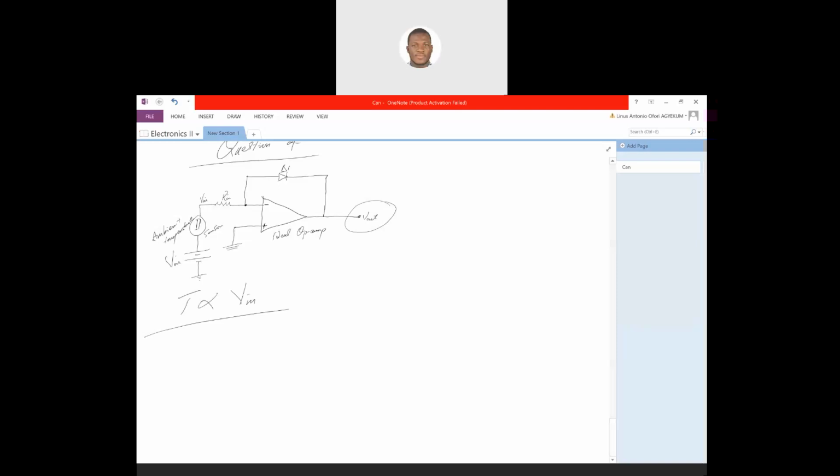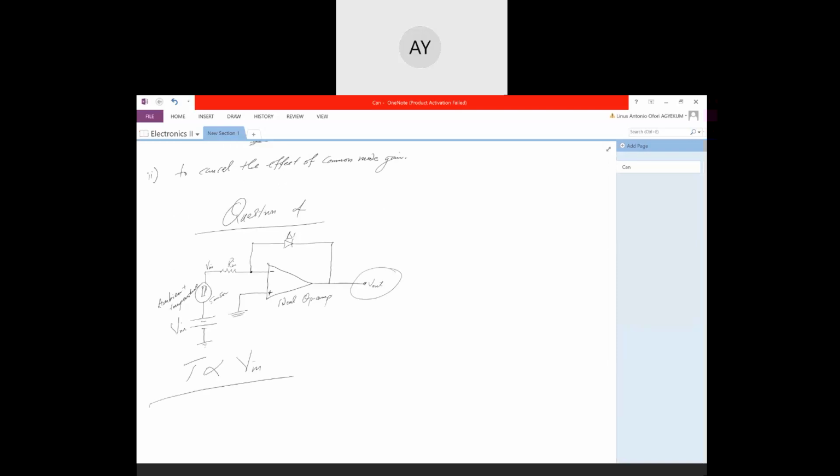Now, this circuit you see here is a logarithmic amplifier. So when you get time, read about logarithmic amplifiers. For now, I don't want you to spend so much time trying to read about it, but when you get the time, you can go ahead and read more about it. For the purposes of this solution, I just want you to note that this is a logarithmic amplifier.